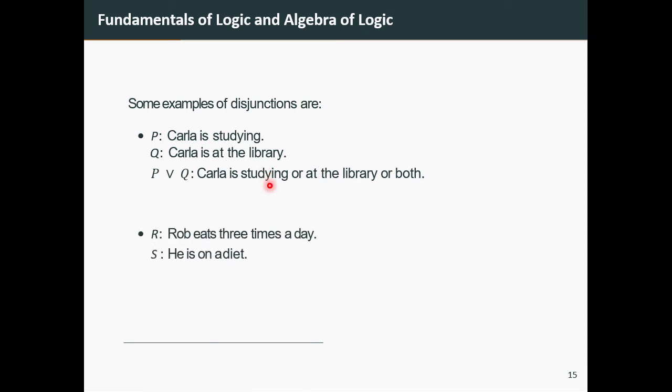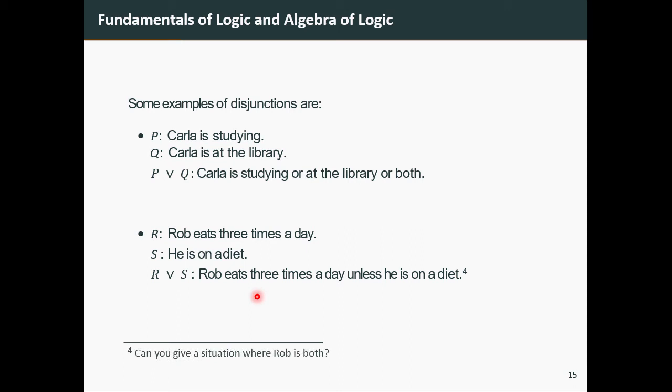For our next example, we have R, the proposition Rob eats 3 times a day, and S is the proposition he is on a diet. Then the disjunction is Rob eats 3 times a day unless he is on a diet. Now, can you give a situation where Rob is both eating 3 times a day and on a diet? I'd like to see your comments below.